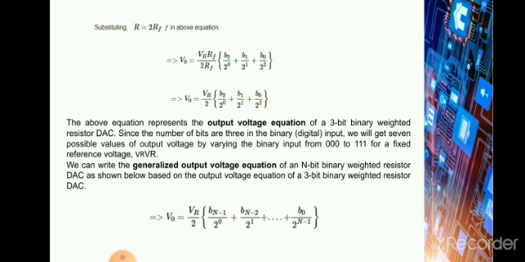But generally you can have n number of bits as input. So in that case you have VR by 2 into (B of n minus 1 by 2 power 0 plus B of n minus 2 by 2 power 1, and at the end you get B0 by 2 power n minus 1). As you can see, the numerator keeps decrementing and the denominator keeps increasing. This is the whole idea.